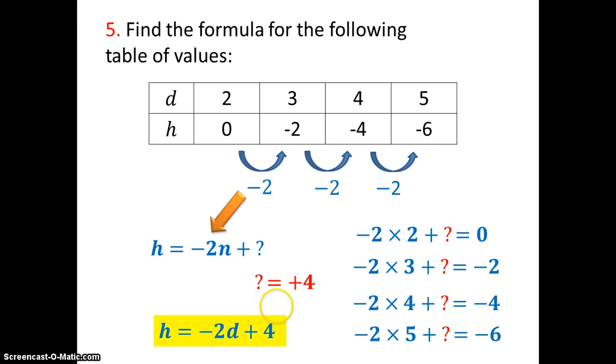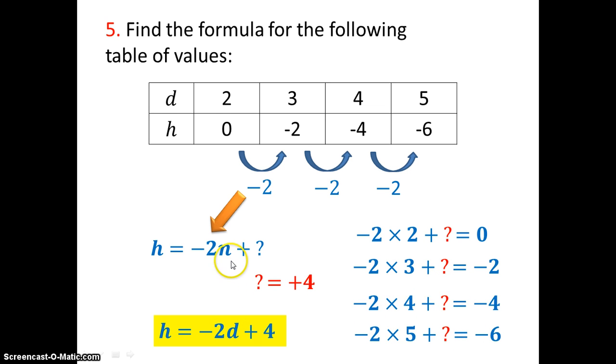In the next one, number 5, you can see that we've gone down by negative 2 each time. So my multiplier is negative 2. Then I've got to say, okay, what do I have to add or subtract? Minus 2 times the top number of 2 gives me minus 4. What do I have to add on to that to give me 0? I have to add 4. Check it for another one. Minus 2 times 3 is minus 6. Minus 6 plus 4 is negative 2, and it will work for these other ones here.